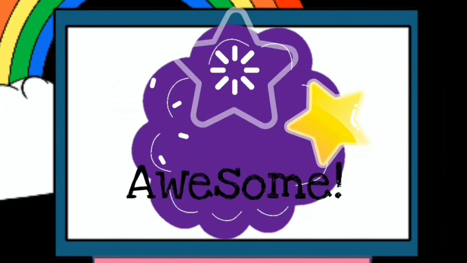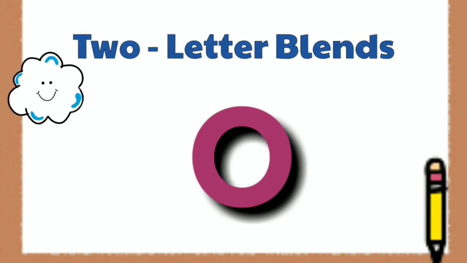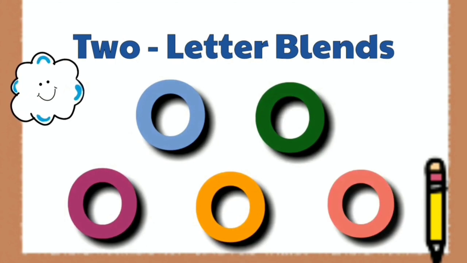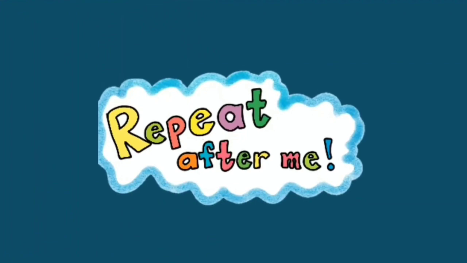Awesome! Two-letter blends with short vowel O. O, O, O, O, O. Repeat after me. B, O, Bo.